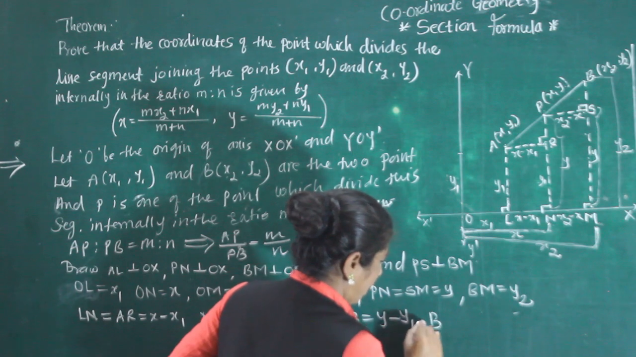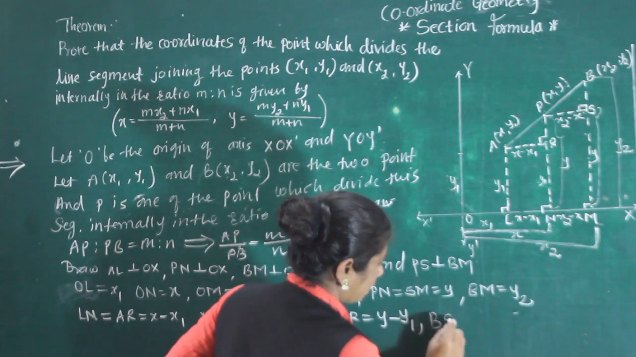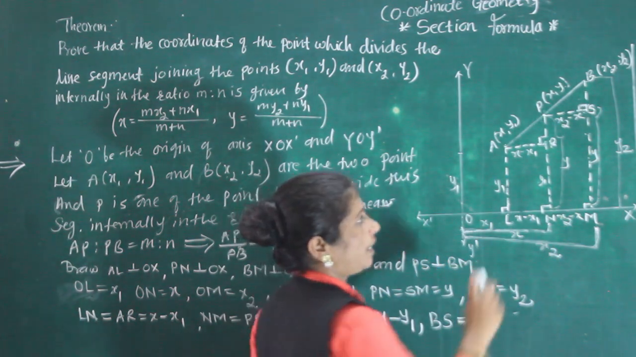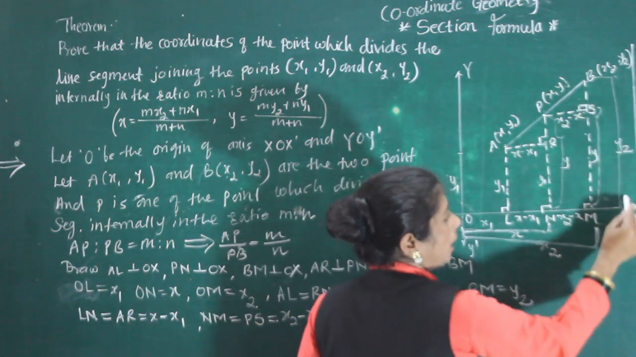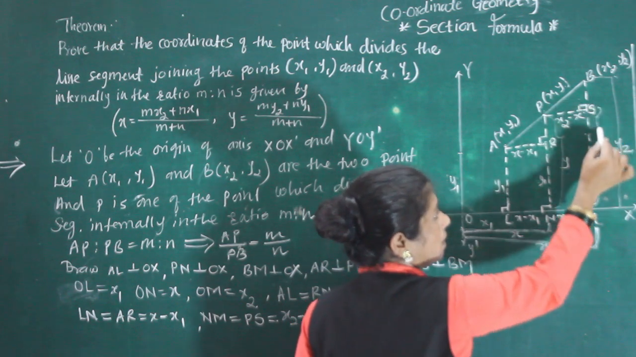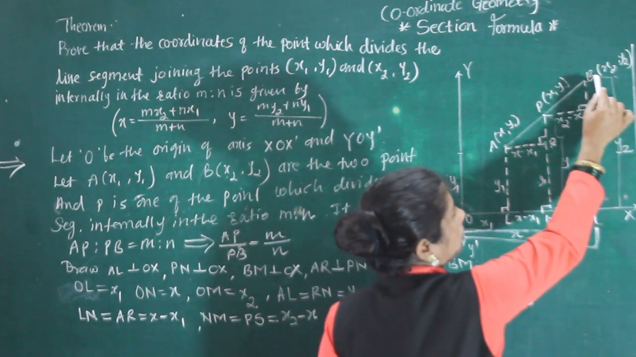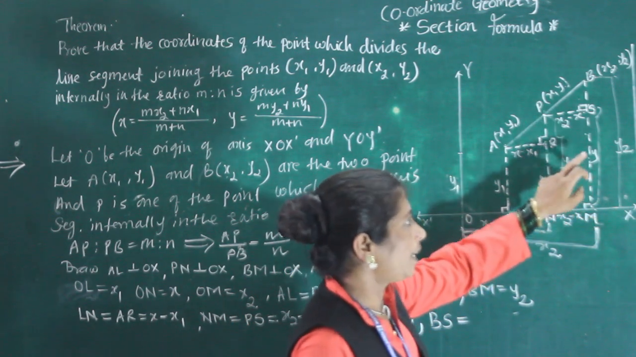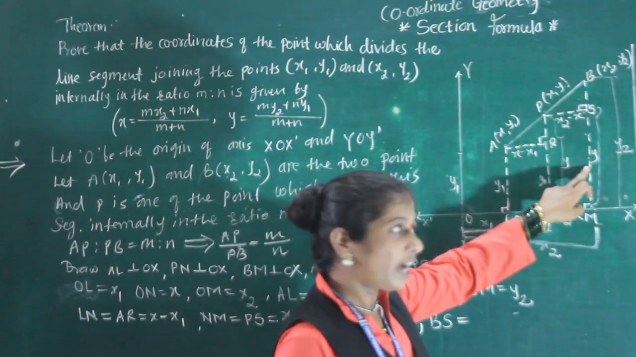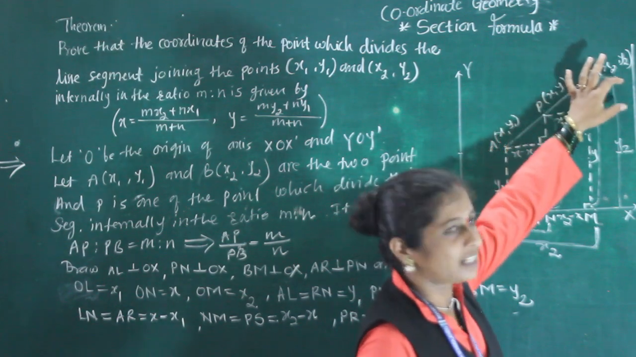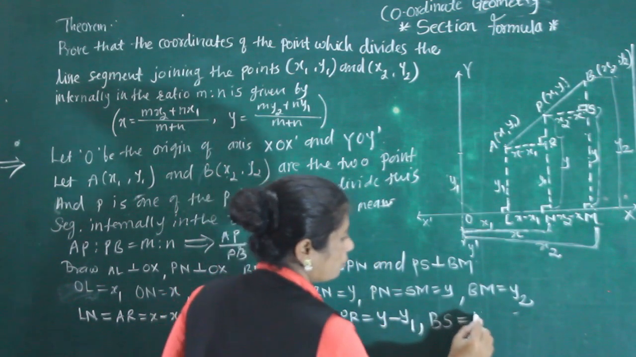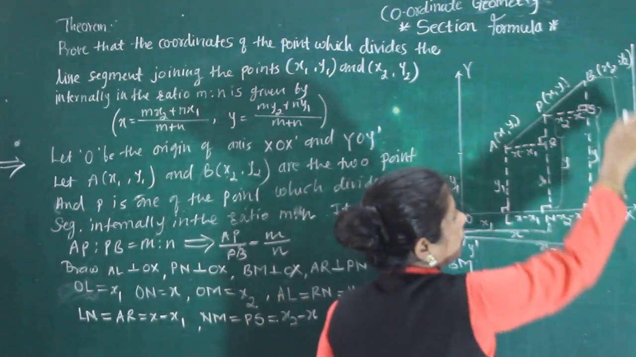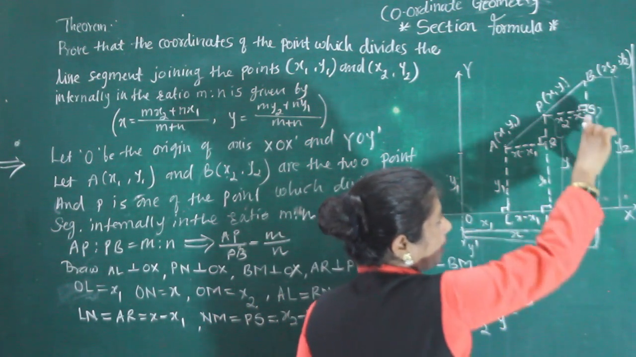How do we find the BS distance? Yes, correct: BN minus SN. BN is your Y2 and SN is Y, so Y2 minus Y gives you the BS distance, right? So BS equals Y2 minus Y.